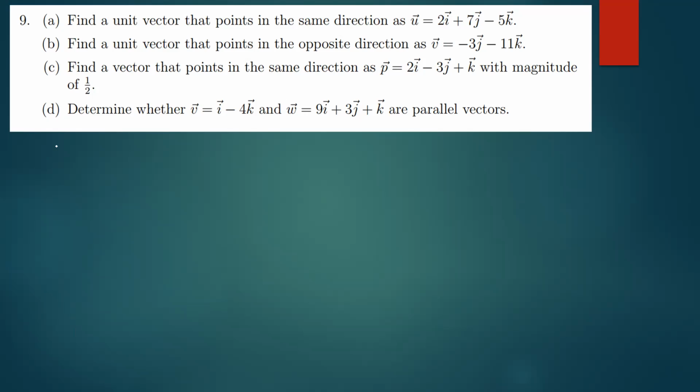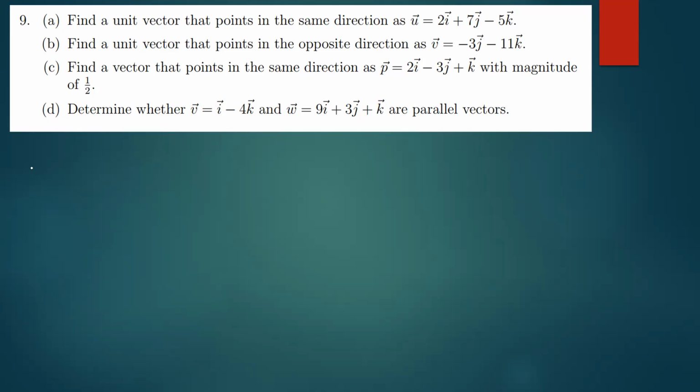So part C is asking us to find a vector that points in the same direction as P with magnitude 1 over 2. So we've been asked to find the vector that is pointing in the direction of P, and it has the magnitude of 1 over 2. Now this is very simple. How do you find such a vector? You find that vector by first finding the unit vector in the direction of P, and then you multiply that unit vector by 1 over 2.